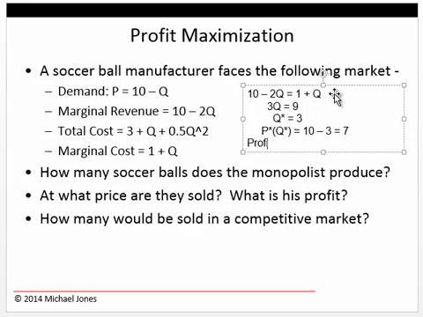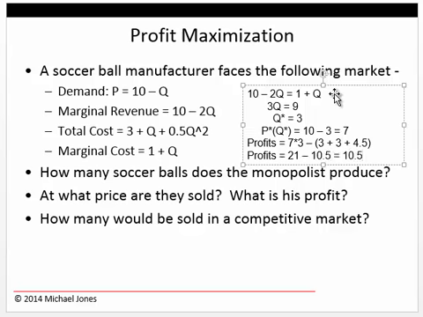Now, what are the profits that the monopolist earns as a result of this decision? Well, we know that profits are equal to total revenue minus total costs. And total revenue here is simply $7 times the 3 units that are sold. So 7 times 3 minus the total cost, where I've defined the total cost curve as 3 plus Q, which is 3 here, plus 0.5 Q squared, or 4.5. And when I solve for this, I can see that the profits that the monopolist earned is 21 minus 10.5, or $10.50.